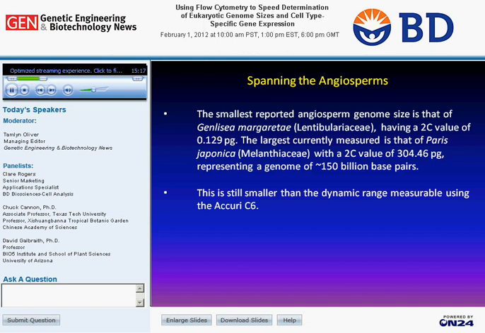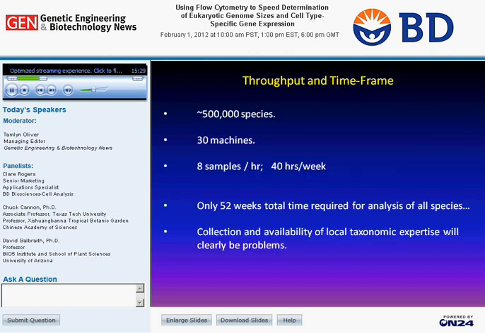So you've got an enormous range, but this is still smaller than the dynamic range that's measurable using the Accuri C6. So this implies, in the next slide, that we can consider analyzing all the species that we can find in the world. The throughput and time frame seems appropriate. 500,000 species. If we place 30 machines around the world, run them at 8 samples per hour, 40 hours per week, we could do the 500,000 species in only 52 weeks of total time. And if we wanted replicates, it would take 2 years or 3 years, depending on numbers of replicates.